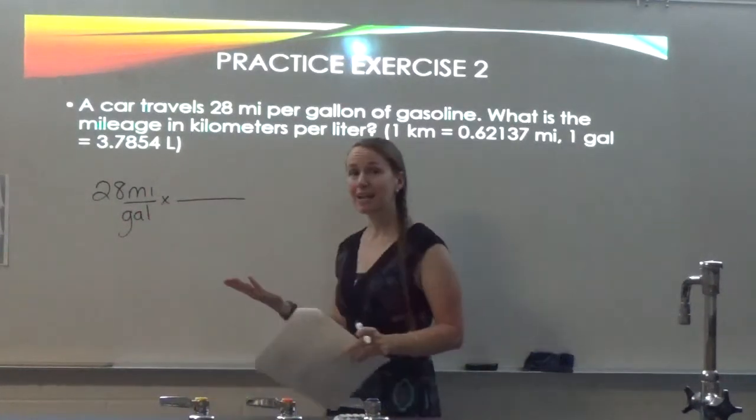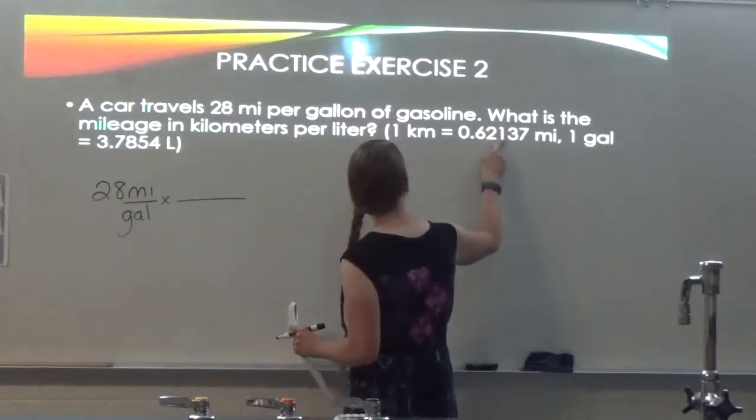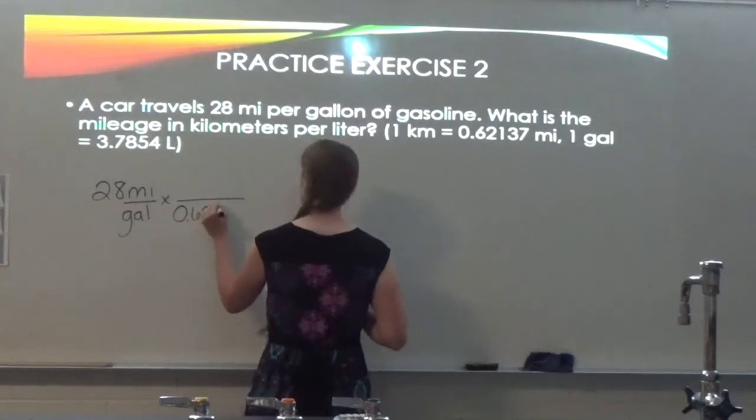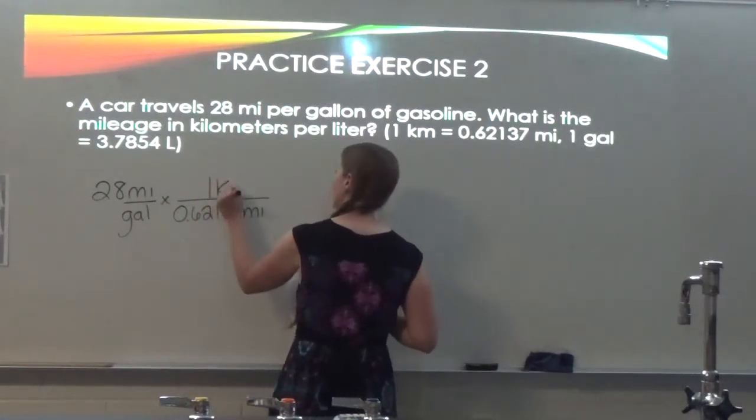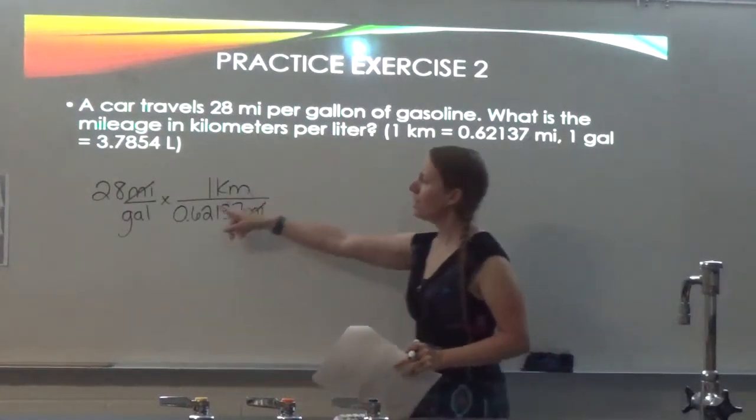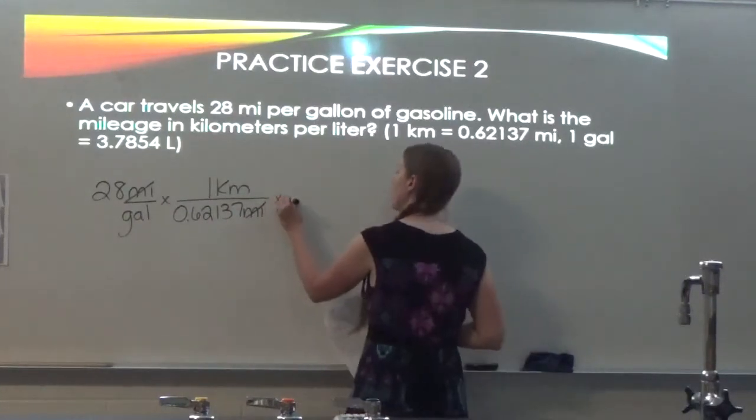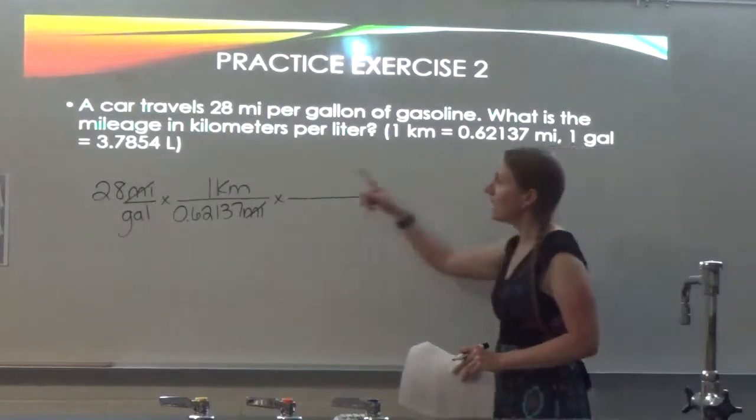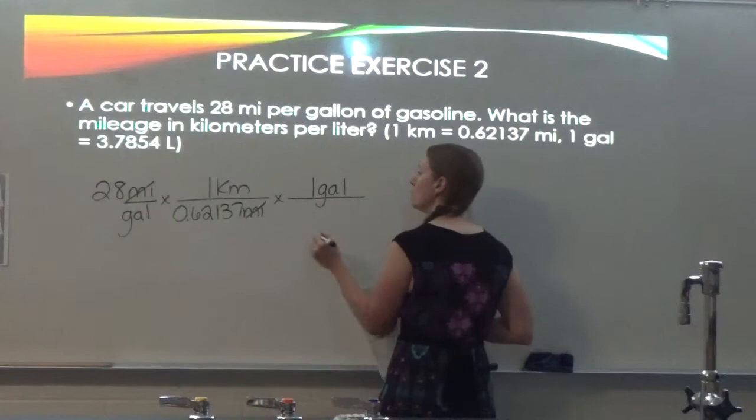Okay, like I said, I like to change the numerator first. So I can see that 1 kilometer is this many miles. So I'm going to put my miles on bottom so that it will cancel. So I got to kilometers, but right now I have kilometers per gallon. I need to get to kilometers per liter. So now I need to address the denominator unit. Okay, so I can see that 1 gallon is almost 4 liters. So I put my 1 gallon on top, so it will cancel.